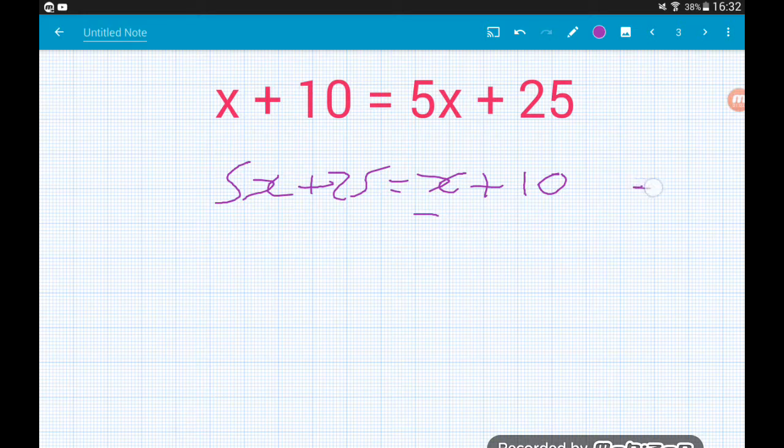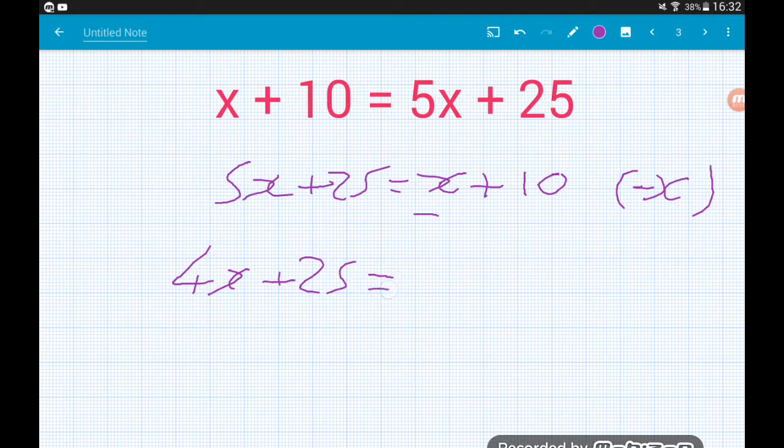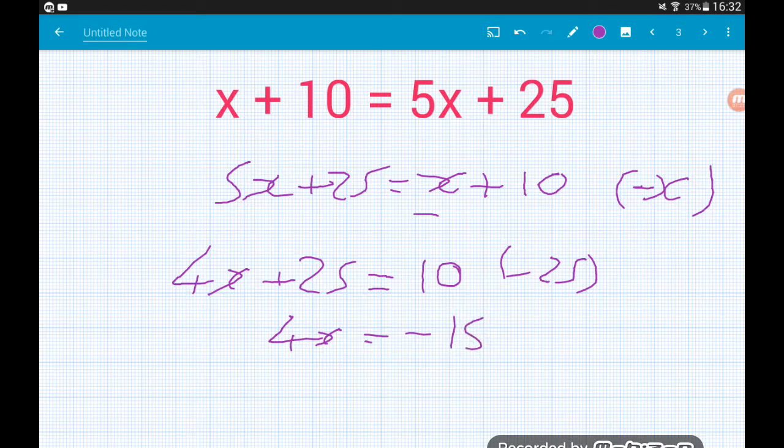So let's take away the x first of all. That's going to leave us with 4x plus 25 equals 10. Then let's take away the 25. That will leave us with 4x equals minus 15. And then finally, for our last step, let's divide by 4. So that will leave us with x equals minus 15 over 4.